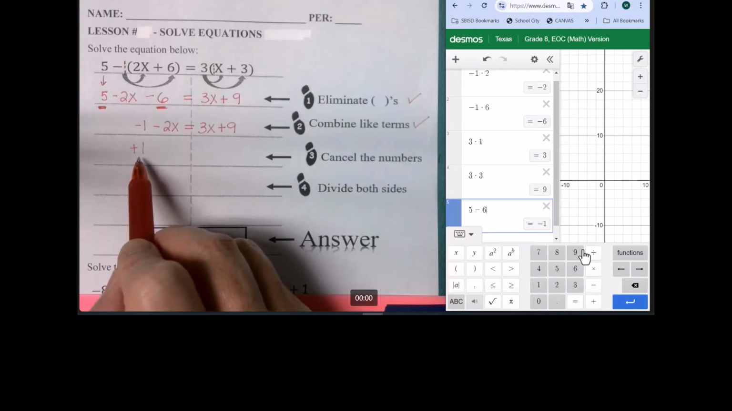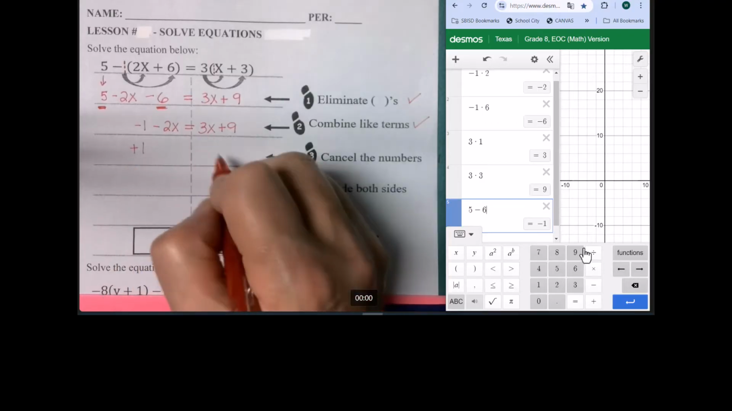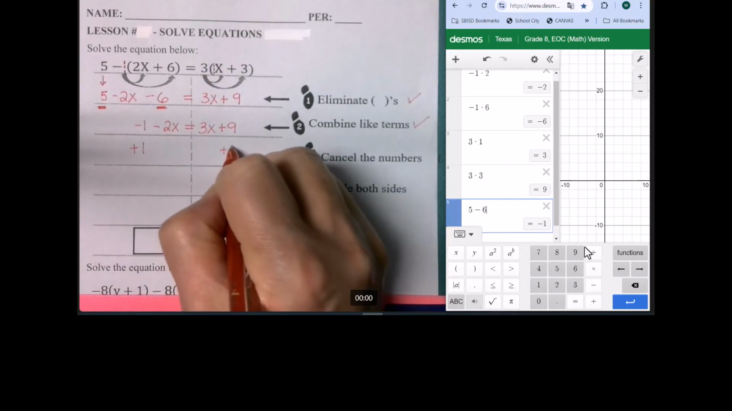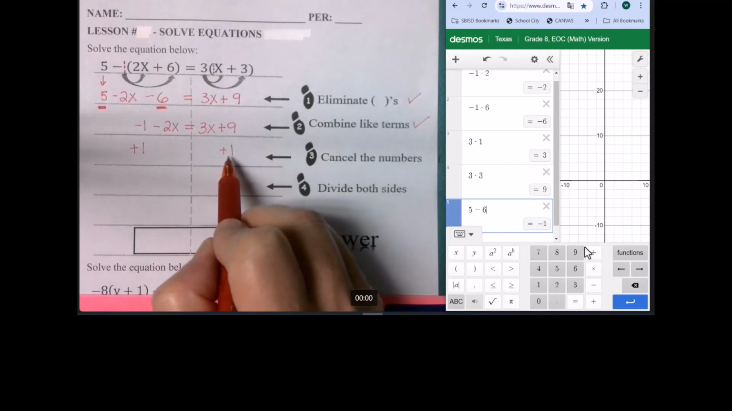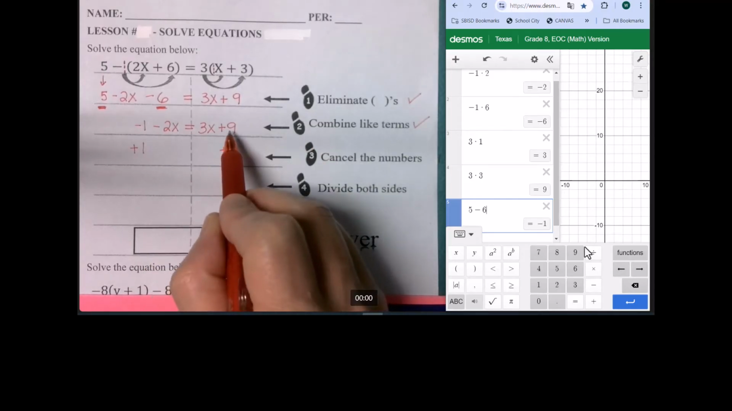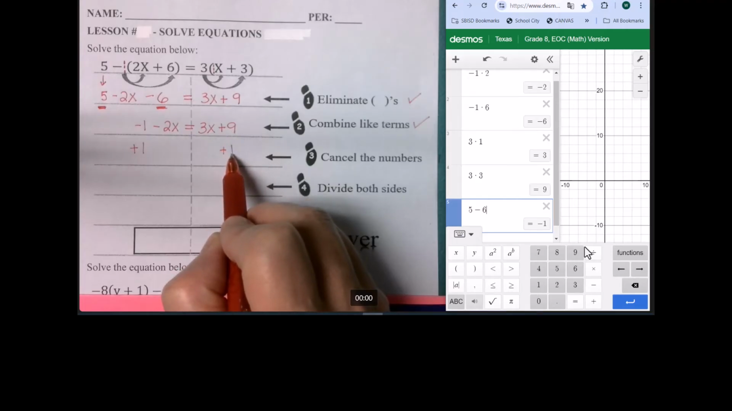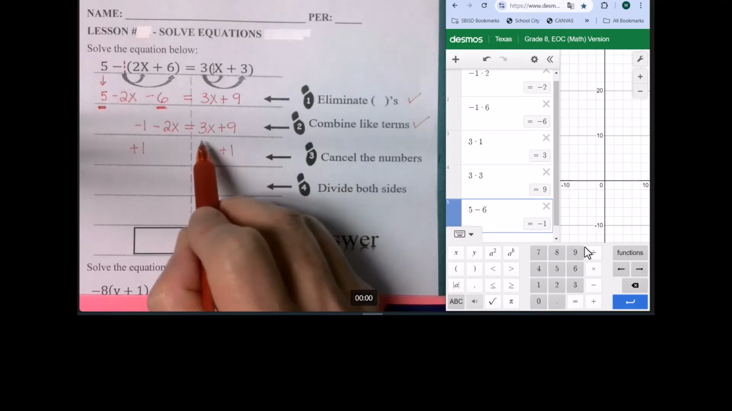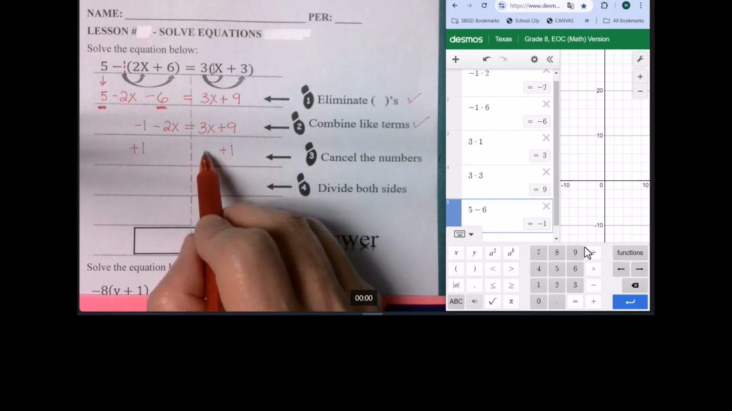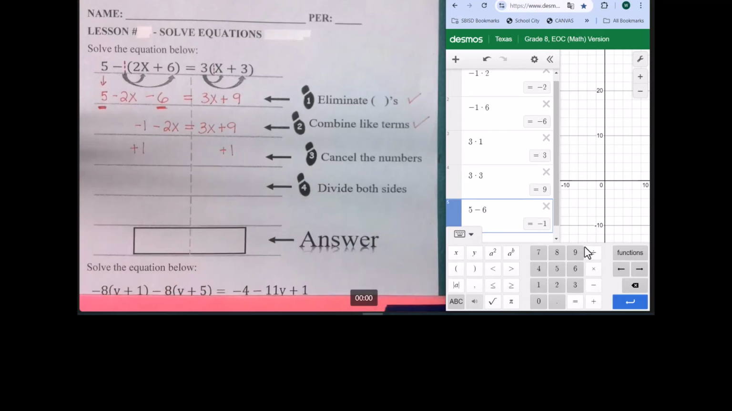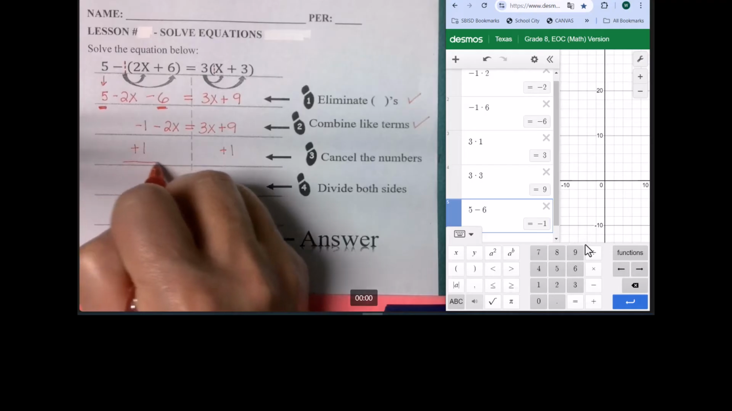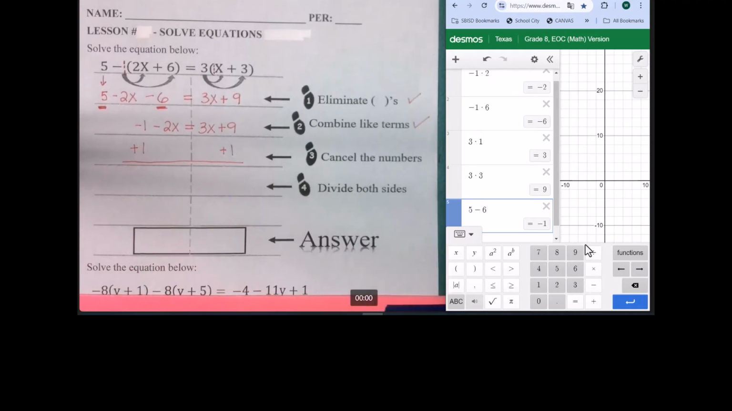Now, one thing with the equation is if you do one thing on one side, you must do the same thing on the other side. So I'm going to put positive 1 right there under the 9. Why did I put it under the 9? Because 9 does not have a letter, and 1 doesn't have a letter. It would be incorrect to put the 1 under the 3x because 3 has an x.